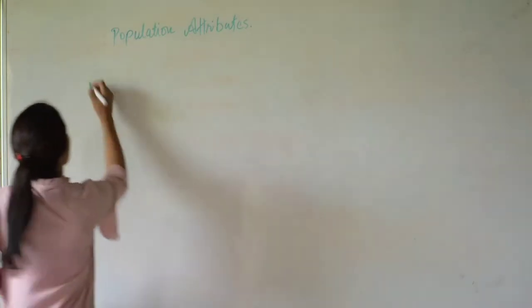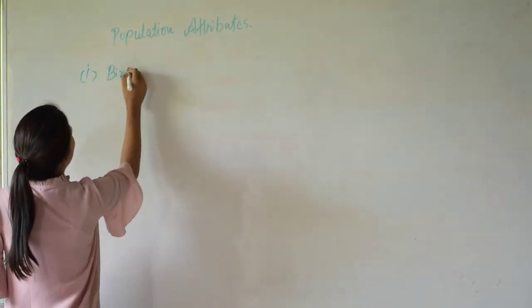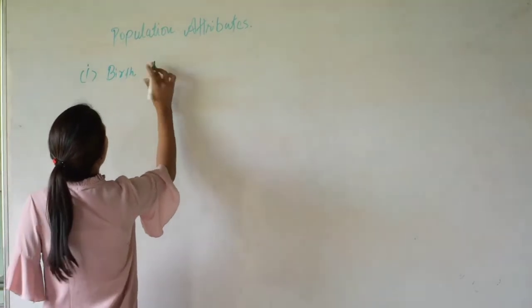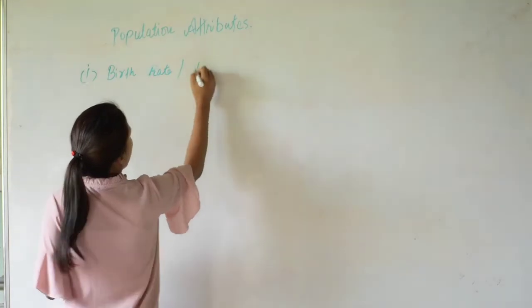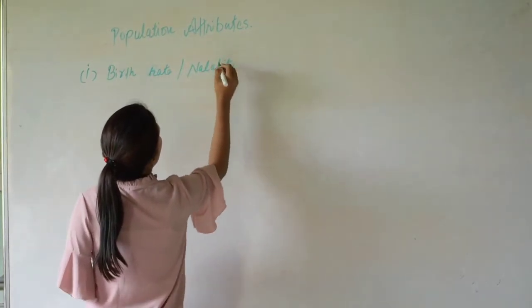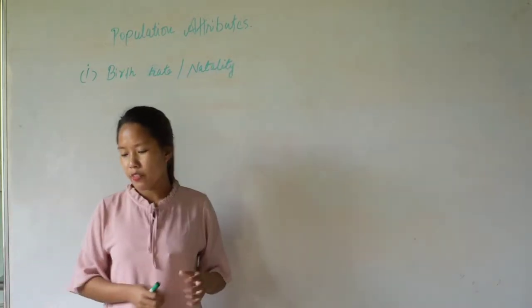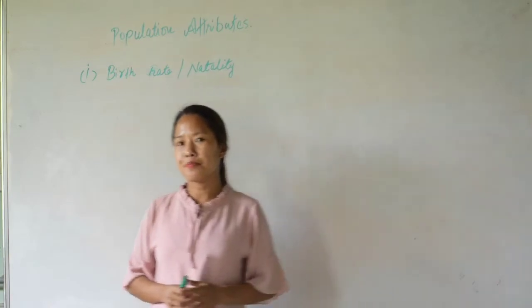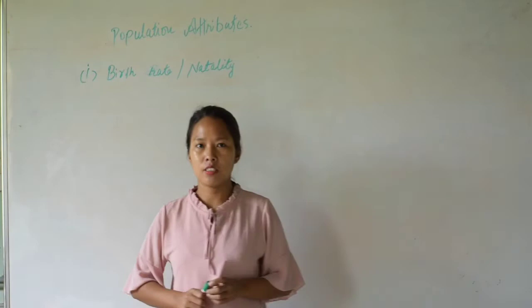So the first one is birth rate, or natality. Birth rate refers to the production of new organisms in a population.